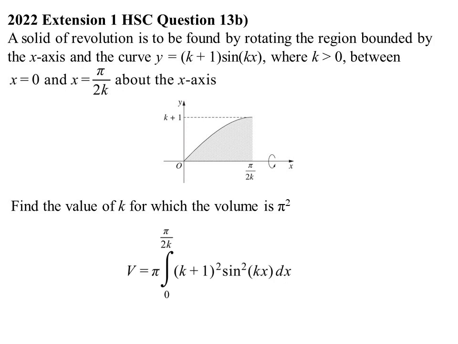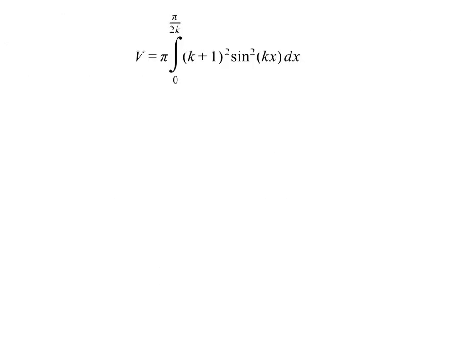Well, let's set it up. Volume, I'm going around the x-axis, so I need to square the y. So I've got k plus 1 squared sine squared kx. We're going from 0 to pi on 2k. Alright, so that's what I'm going to integrate. Well, sine squared, I've got to use my double angle result. So I'll change that to a half of 1 minus cos, double the angle, 2kx.